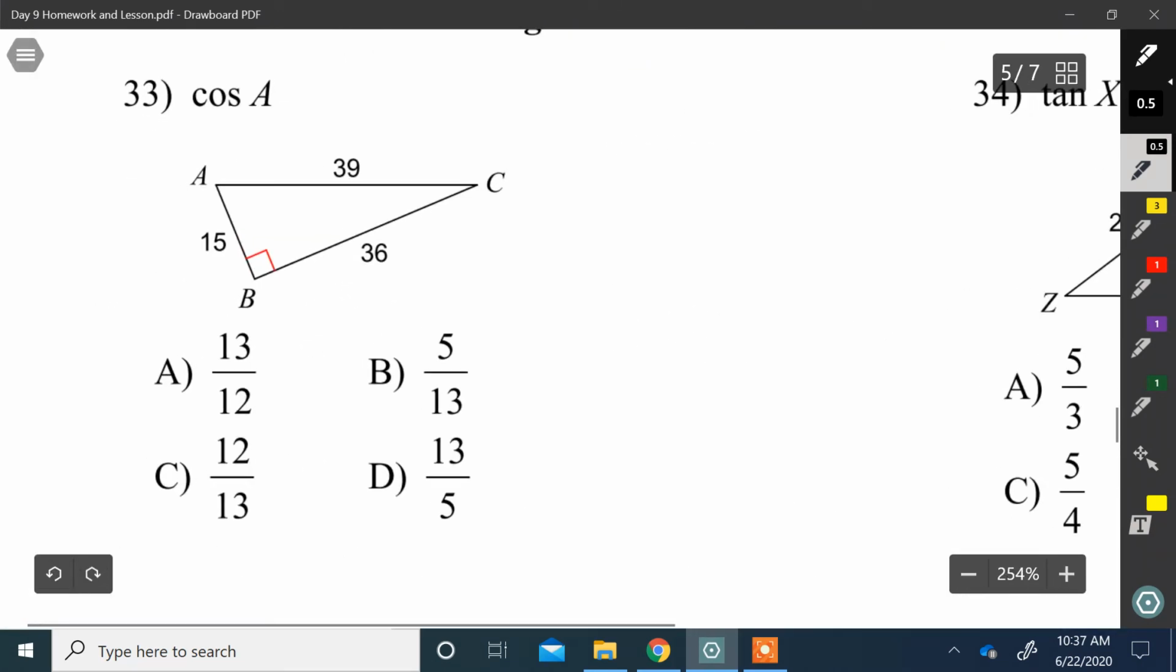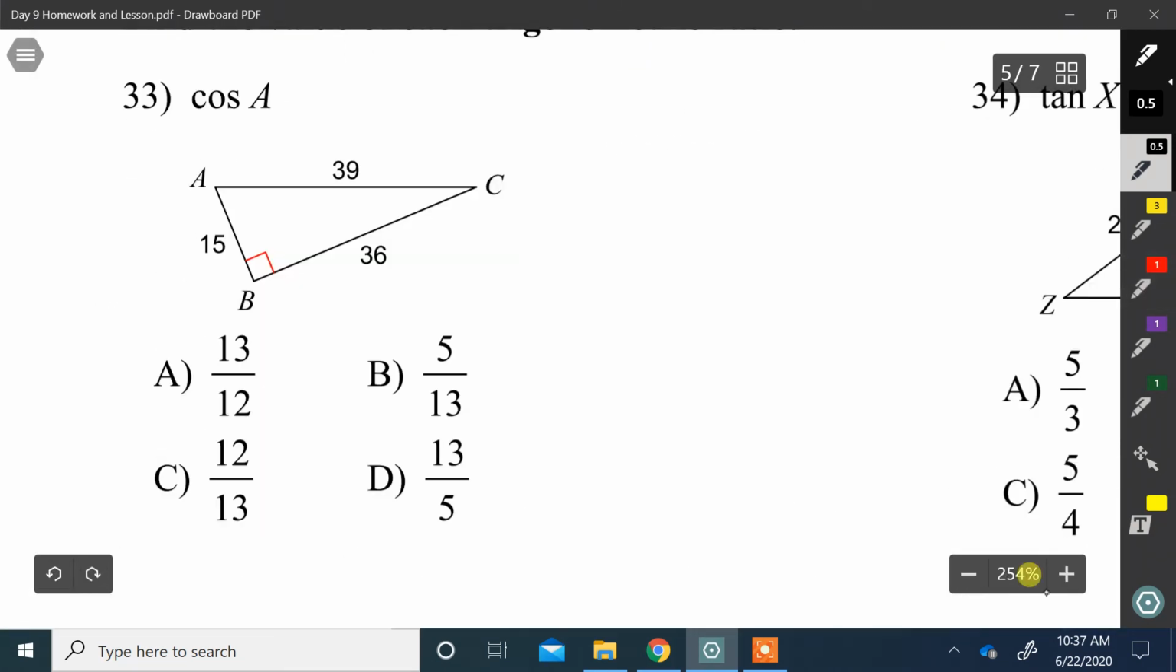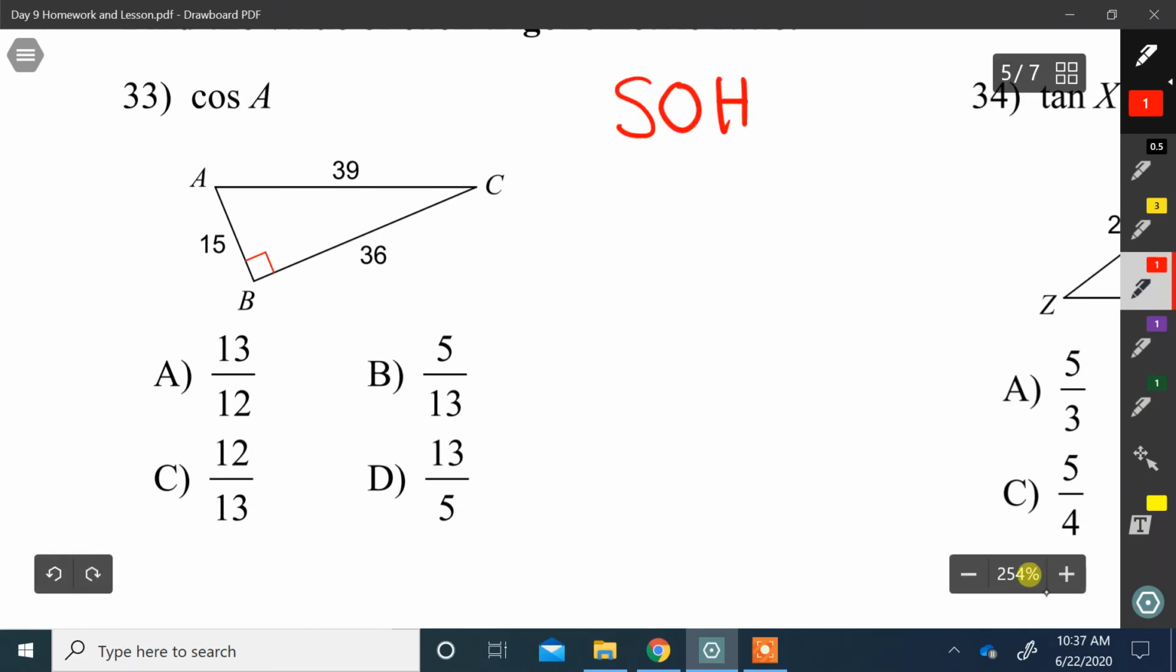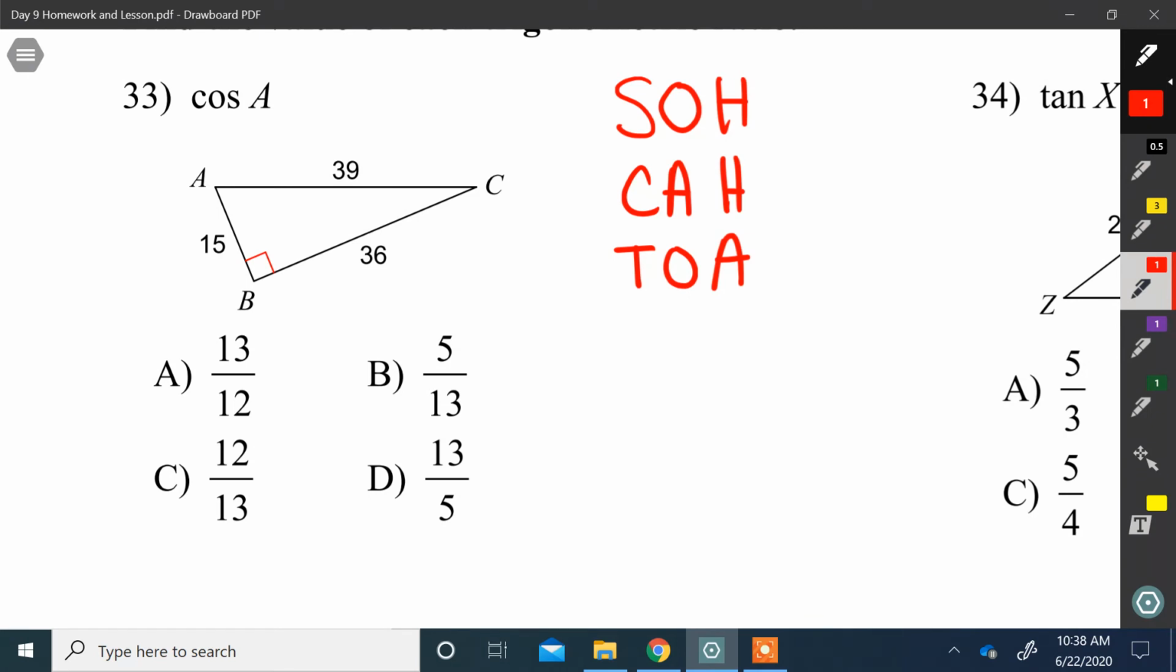This has to do with something called SOHCAHTOA, and hopefully everybody has seen this before when you took the geometry class. I'm going to write it down, SOHCAHTOA. And usually, you know, teachers spend a lot of time talking about this and researching this, but honestly, we just don't have the time for us to do that. So I'm just going to explain what it is.